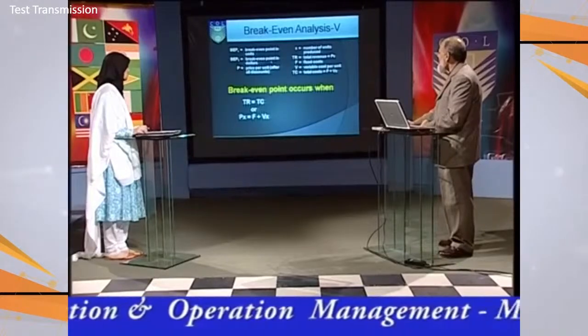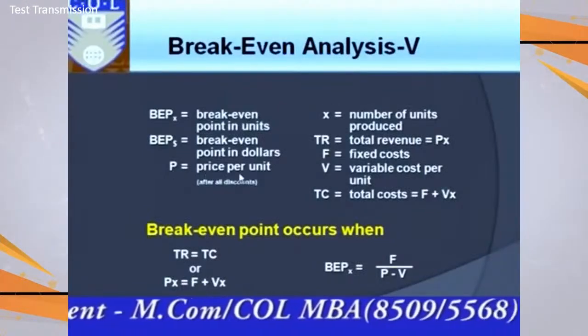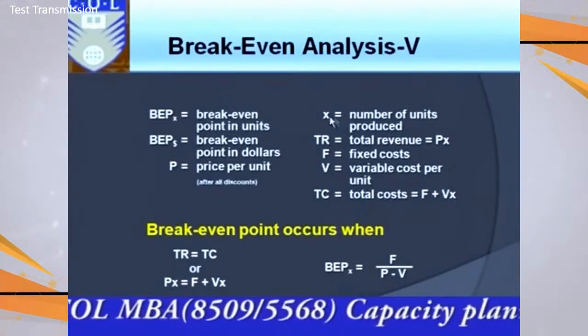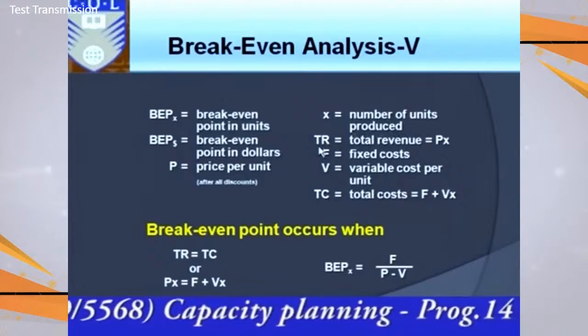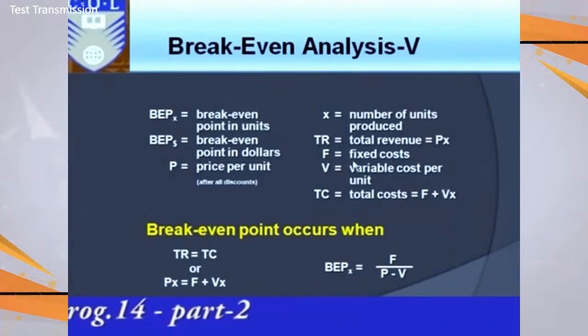Break-even point is in terms of dollars, where P is the price per unit after all the discounts. X is the number of units produced. TR stands for total revenues, which is PX. F is fixed cost, V is variable cost per unit, TC is total cost, which is equal to F plus Vx.